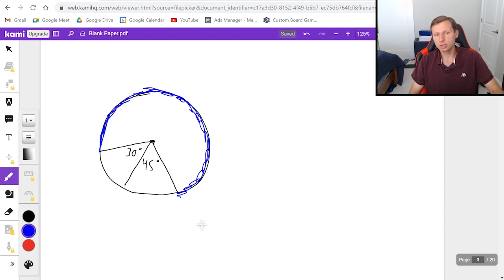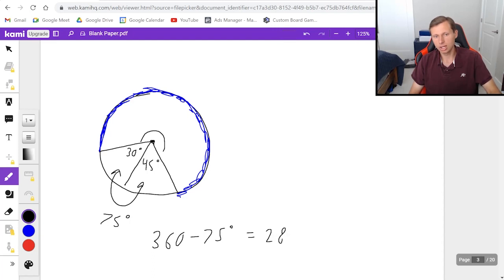Probably the easiest way to solve it is to say, hey, you have what angle here? 30 plus 45, that's like a total of 75 degrees. Okay, well then what's the remaining angle right here? Well, that angle is just 360 minus 75 degrees, which is going to be 285 degrees. And now that's the angle I want, and that's the angle I'm going to plug into my equation.